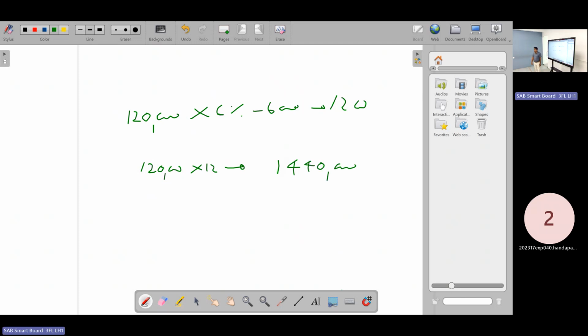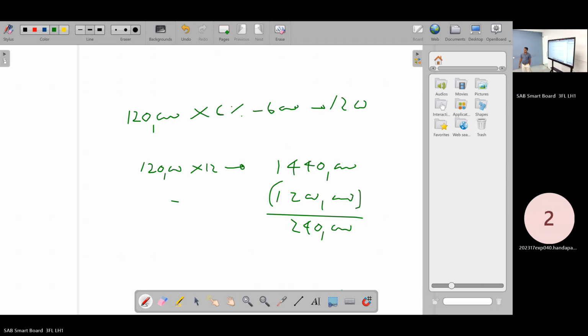So then we compute the tax. We can deduct the tax free allowance, the tax relief. Taxable income is 240,000. This is taxed at 6% up to 500,000.